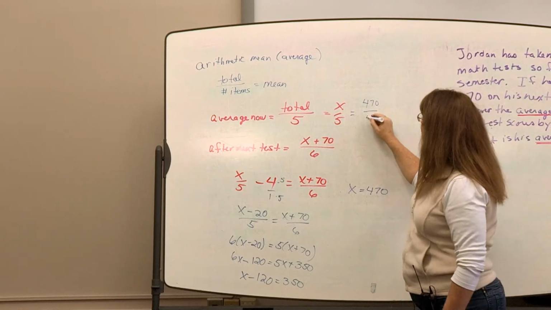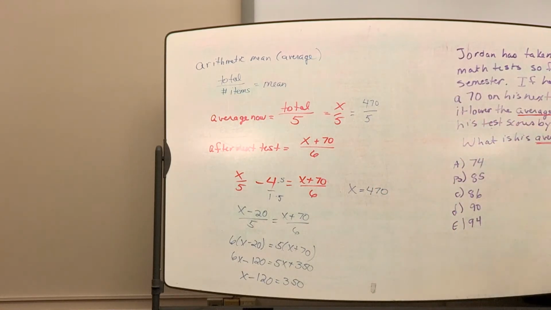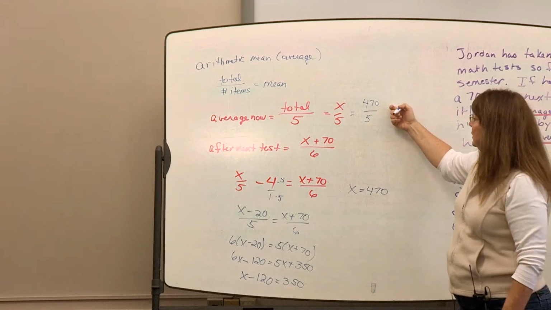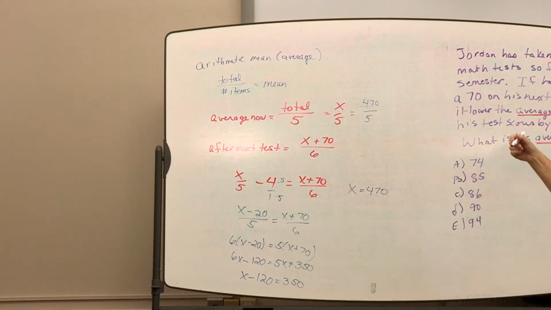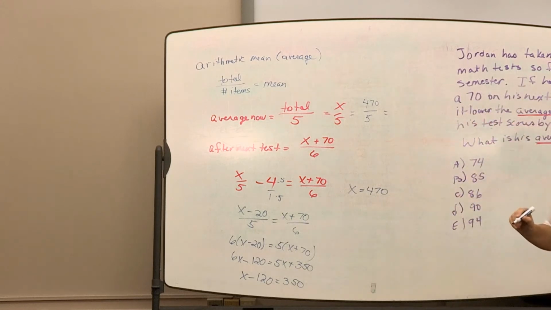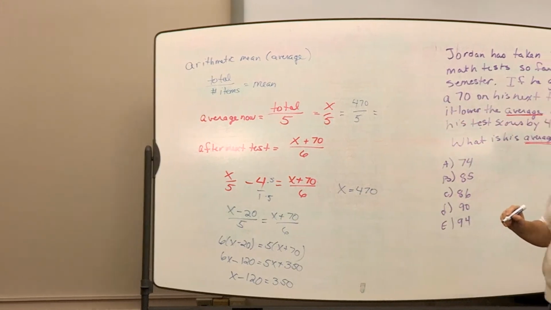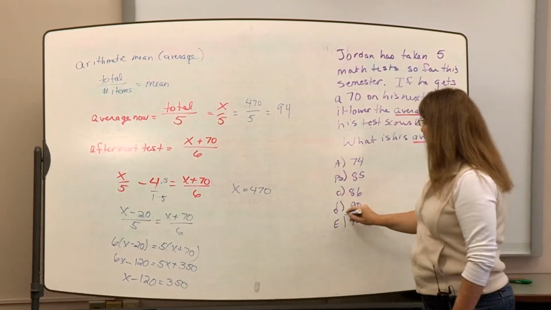And he has 5 tests so far. And they want me to find out what his average is right now. So go ahead and take the 470, divide it by the 5, and that should tell us what his average is currently. And luckily, that ends up being one of our choices.